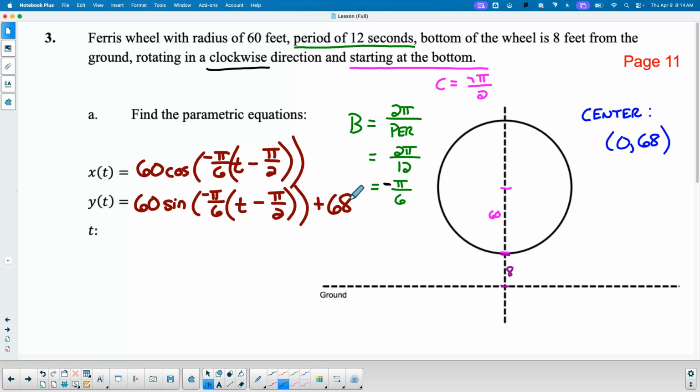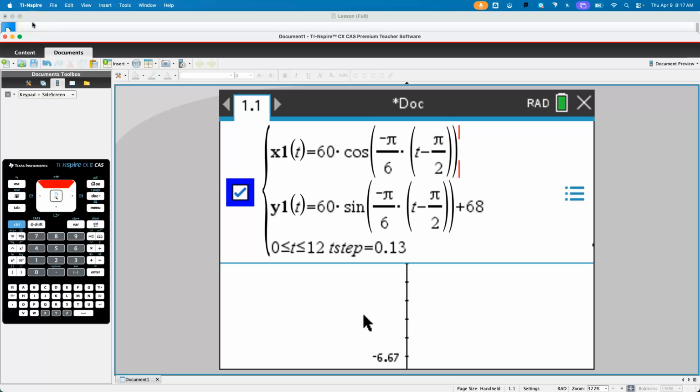What are my t values that I can plug in? Zero to 12, but this 12 number could be anything bigger than 12, correct? Everybody agree with and know how to decipher where I got everything from for making our equations? Graphic. Should be something like that.